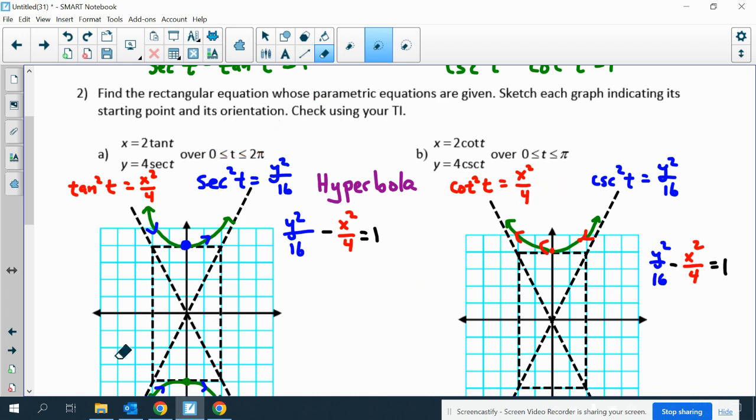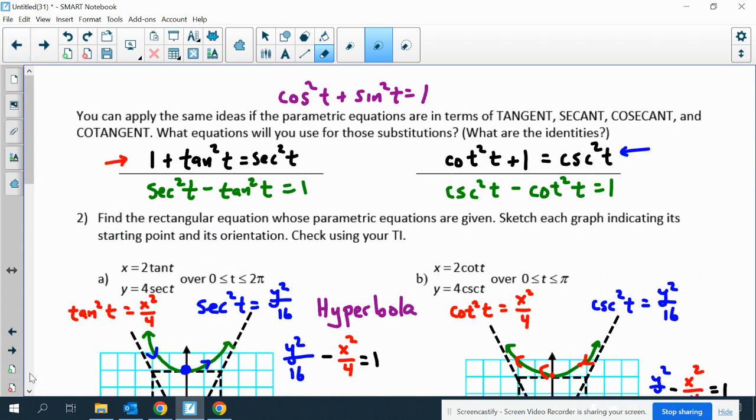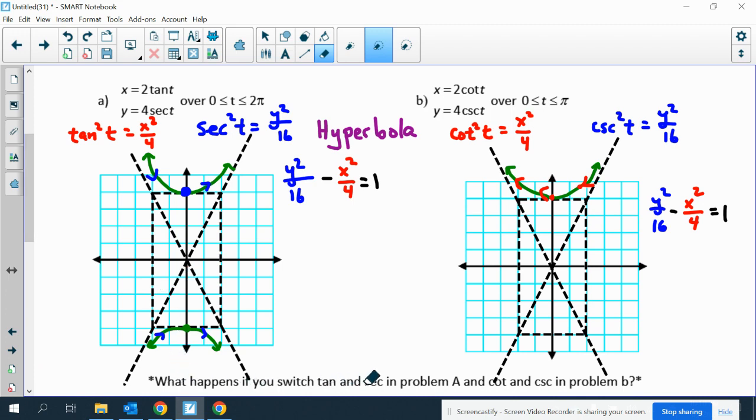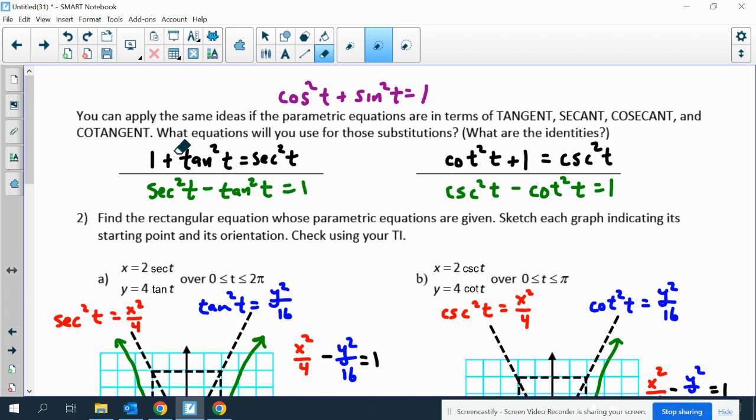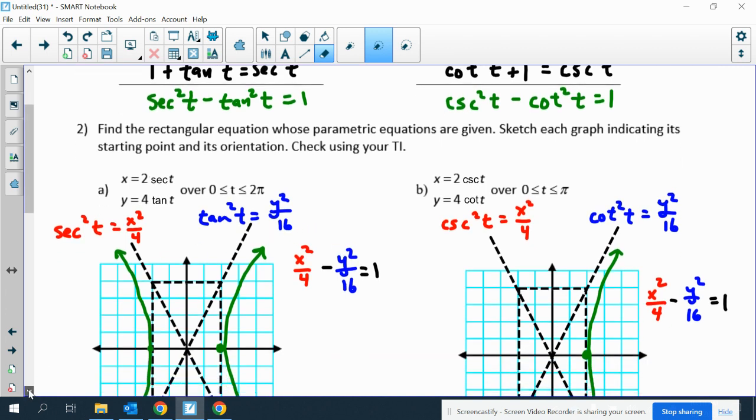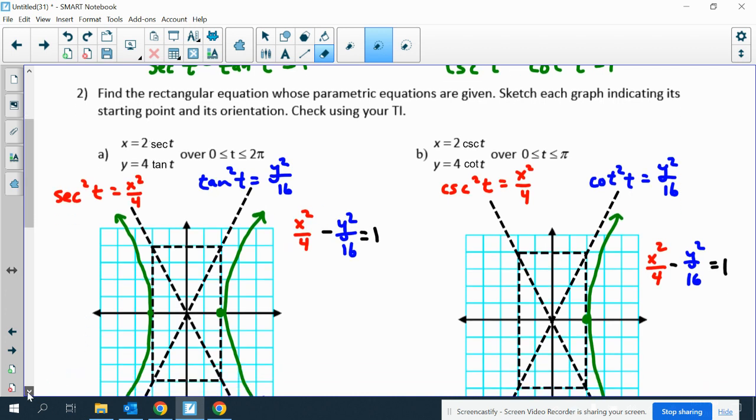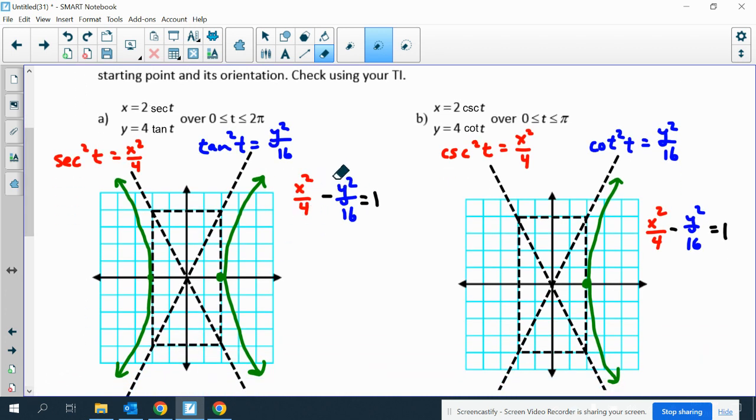Now, what would happen if I changed this problem, so notice that there's a question here. What happens if you switch tangent and secant and cotangent and cosecant? So if I switch the secant and the tangent, the cosecant and the cotangent, then this x becomes the first part and the y becomes the second part. And so I end up with a hyperbola that instead of going up and down, now goes left and right. So that means that you have to remember your Honors Algebra 2 trig when you're doing this sort of thing.